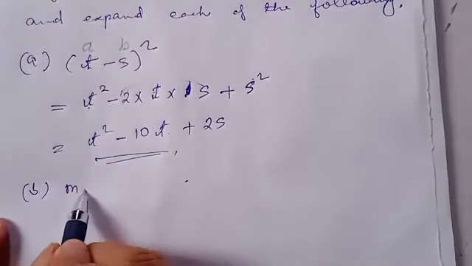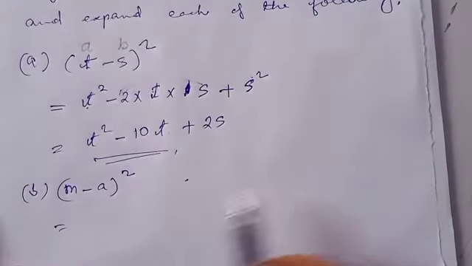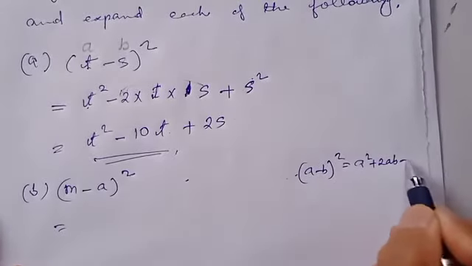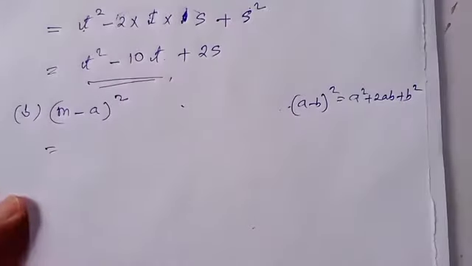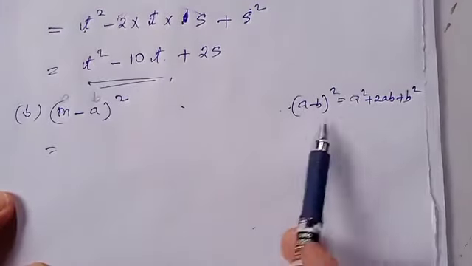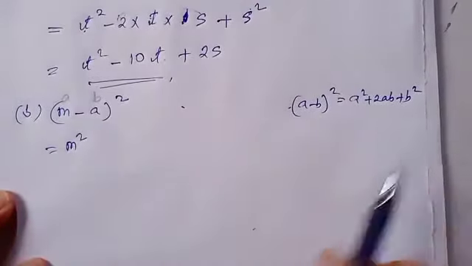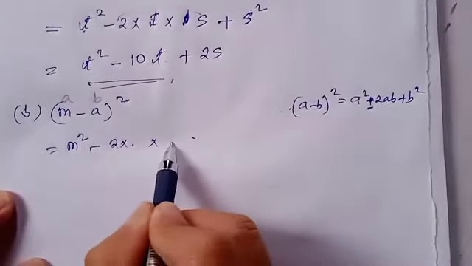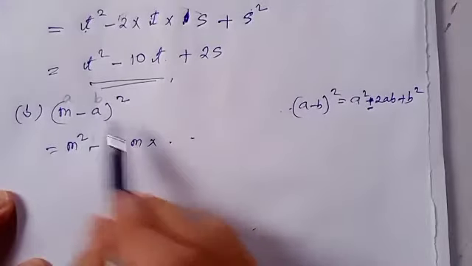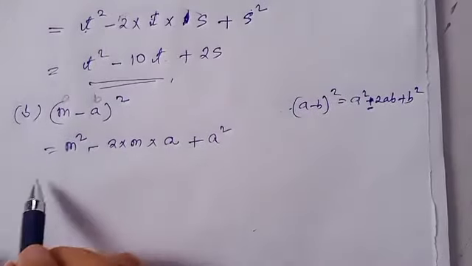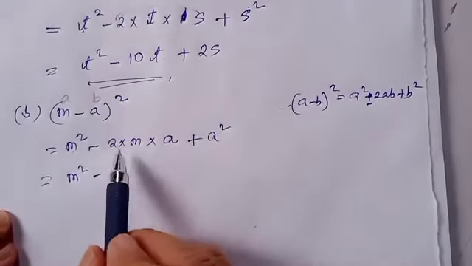Okay, now let's try b. M minus a the whole square. Again, same identity. A minus b the whole square is a square minus 2ab plus b square. Here m is in a's place, a is in b's place. The first one is a square, that is m square. Minus 2ab, that is 2 into a into b, which is a is m, a is in b's place, so you write a, plus b square, a is in b's place, so you write a square. Okay, the next we have m square, only 1, minus number we have only 2, so you write 2.